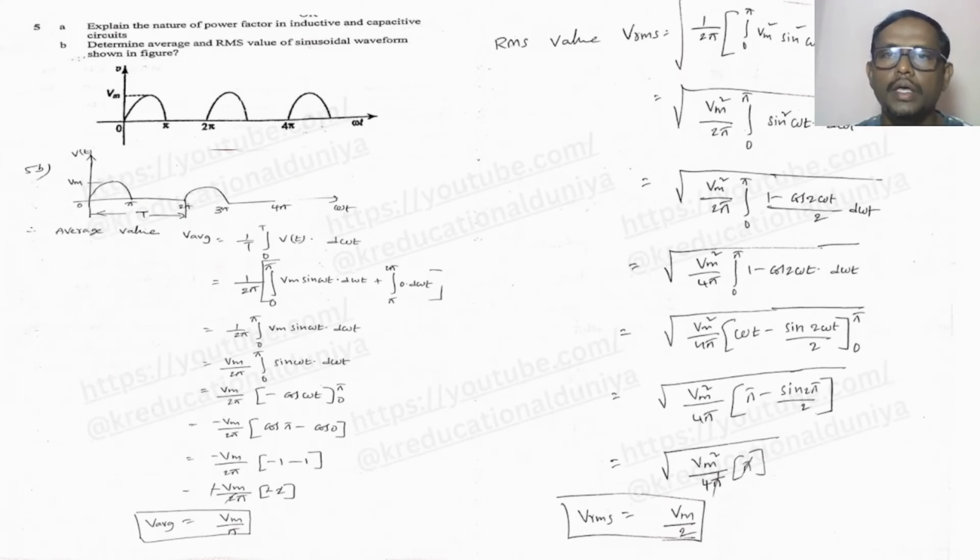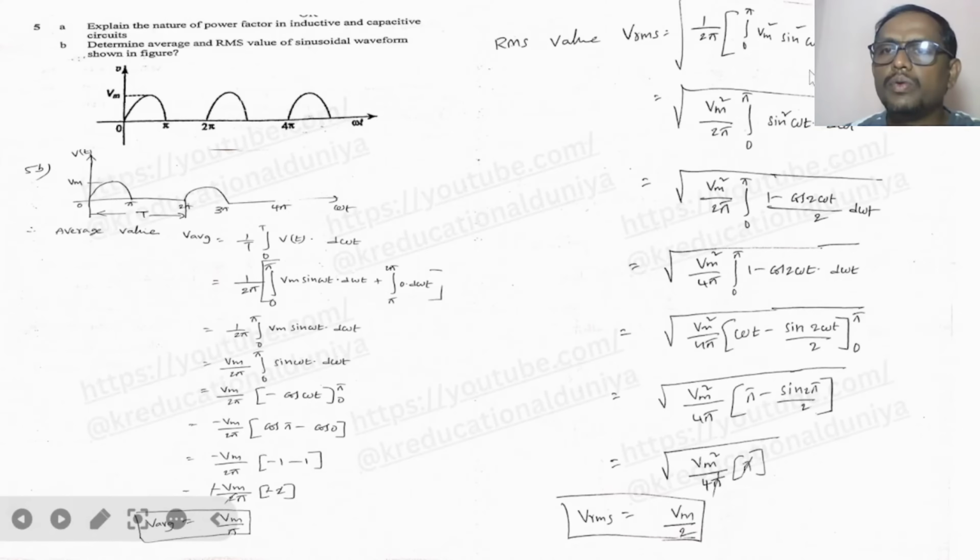Now we are going to see the RMS value. The general solution for RMS value is x RMS equal to under root 1 by time period integral 0 to T x of t square dt. From that equation we are taking this. So Vrms equal to under root 1 by 2 pi integral 0 to pi Vm square sine square omega t d omega t plus integral pi to 2 pi 0 square into d omega t.